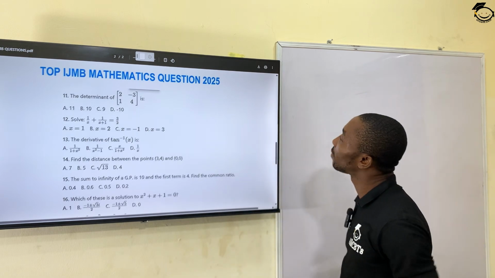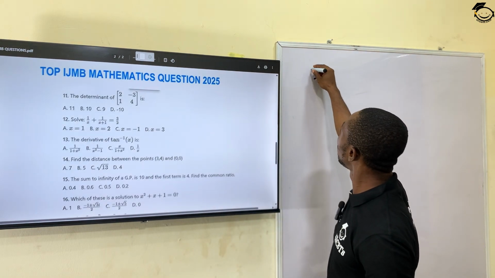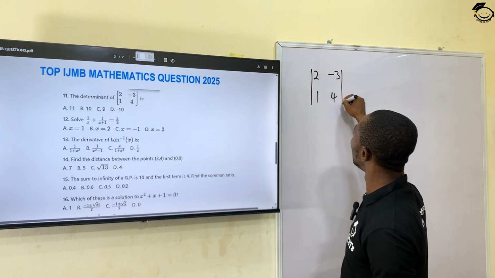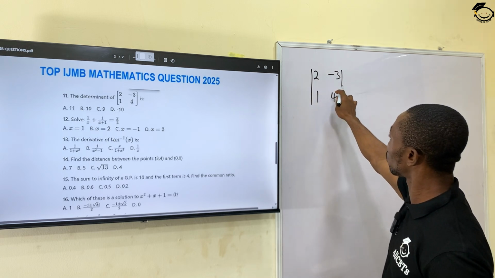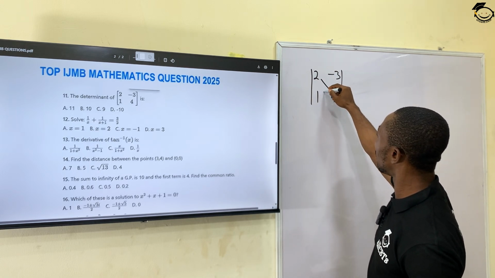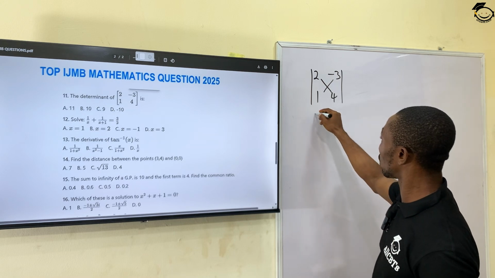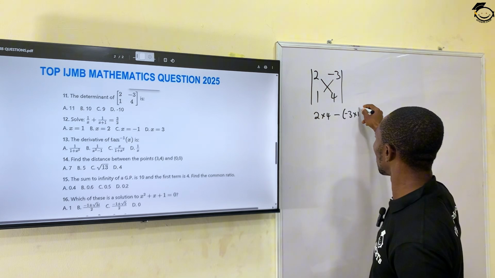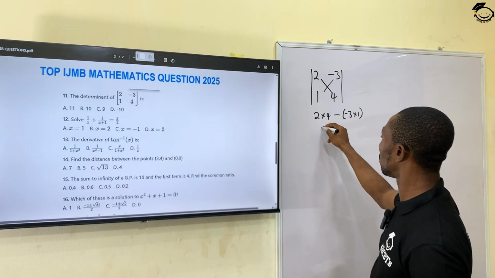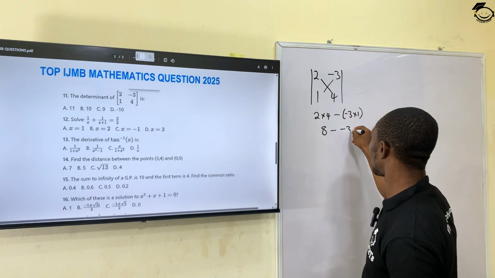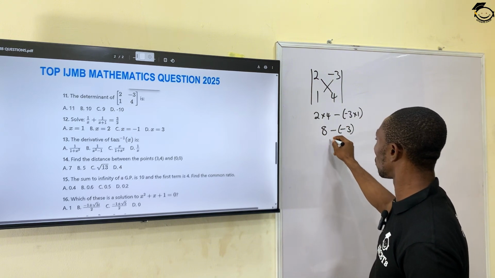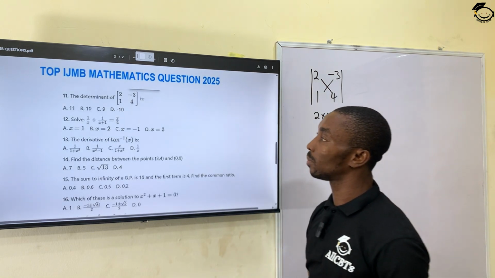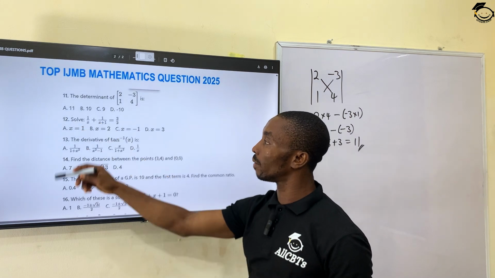The determinant of the matrix 2, minus 3, 1, and 4 is, now to find the determinant, we multiply this 2 and this 4, then this minus 3 and this 1. So this becomes 2 times 4 minus 3 times 1, which gives us 2 times 4, 8, minus minus 3. Minus times minus will give us plus. So 8 plus 3 will give us 11. So the determinant of this matrix will be 11.